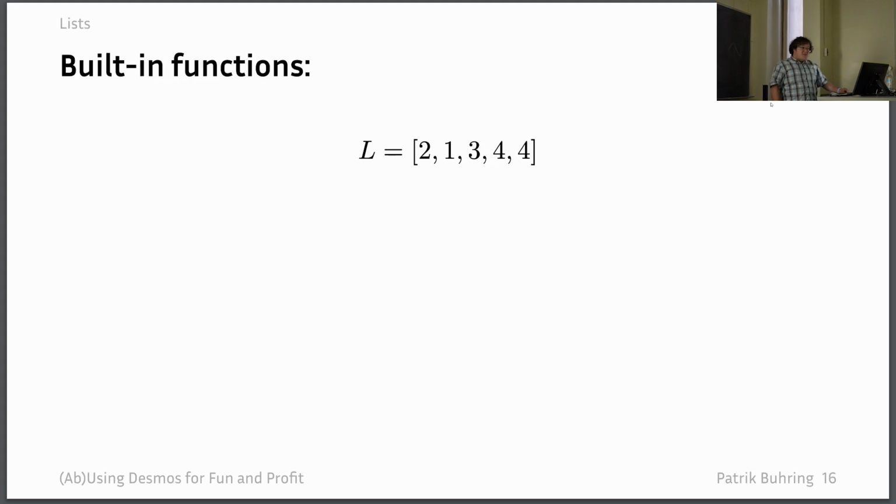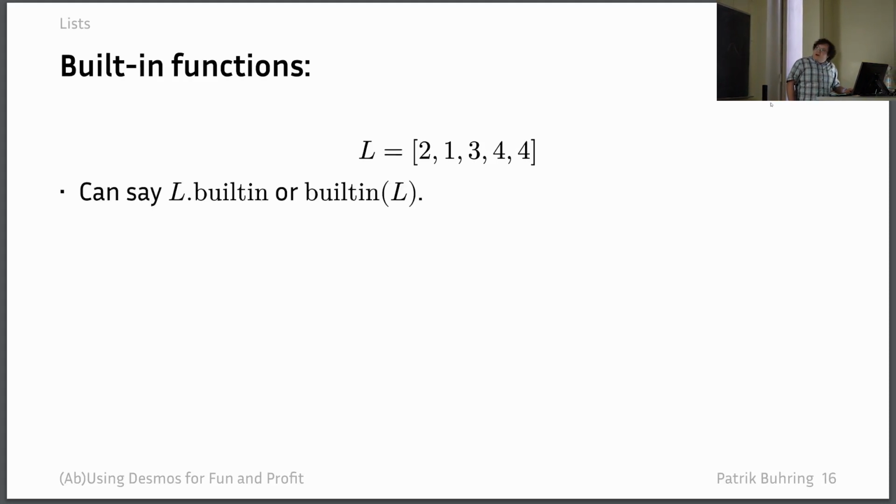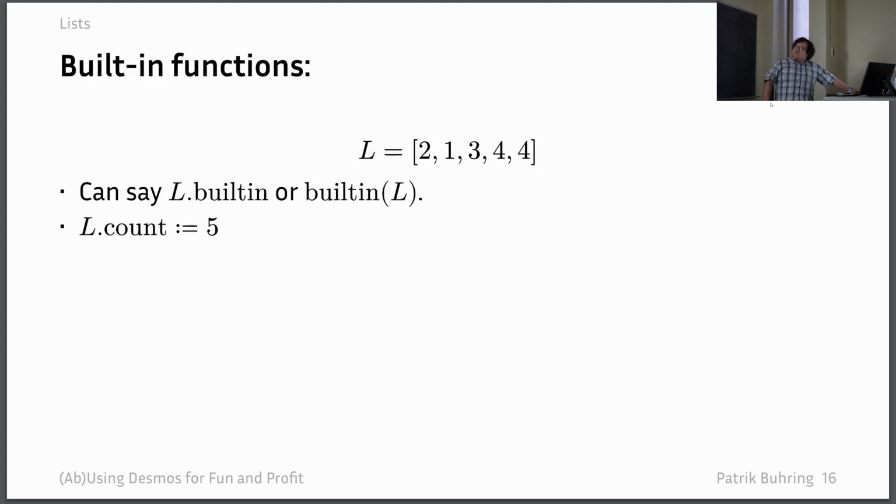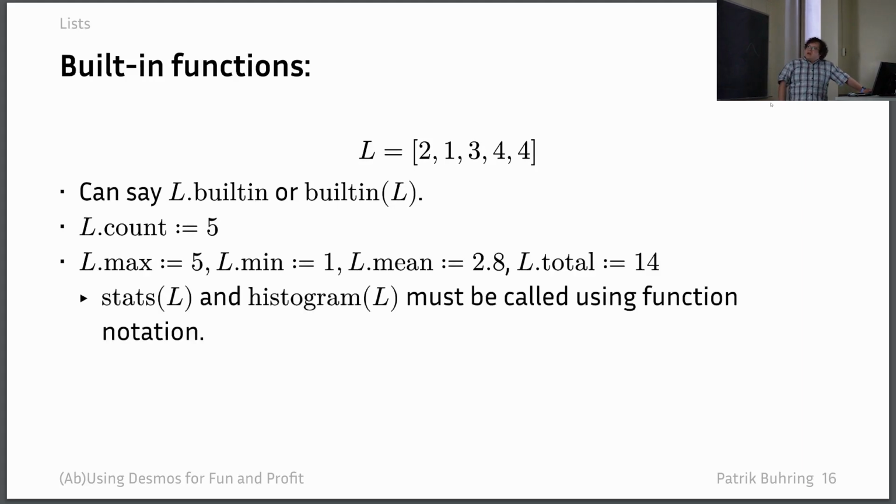There are a few built-in functions on lists, and we're going to speed run through these. For syntax, you can say L.built-in, or you can say built-in of L. Either one works. So if you do L.count, you get the number of elements in it. If you do L.max, min, mean, or total, you get what you'd expect. Stats of L and histogram of L are two stats functions, but you have to call them using the function notation. You can't use dot notation. That's because stats of L will produce statistics on the minimum, the maximum, the mean, and the median. And histogram will actually plot a histogram for you.